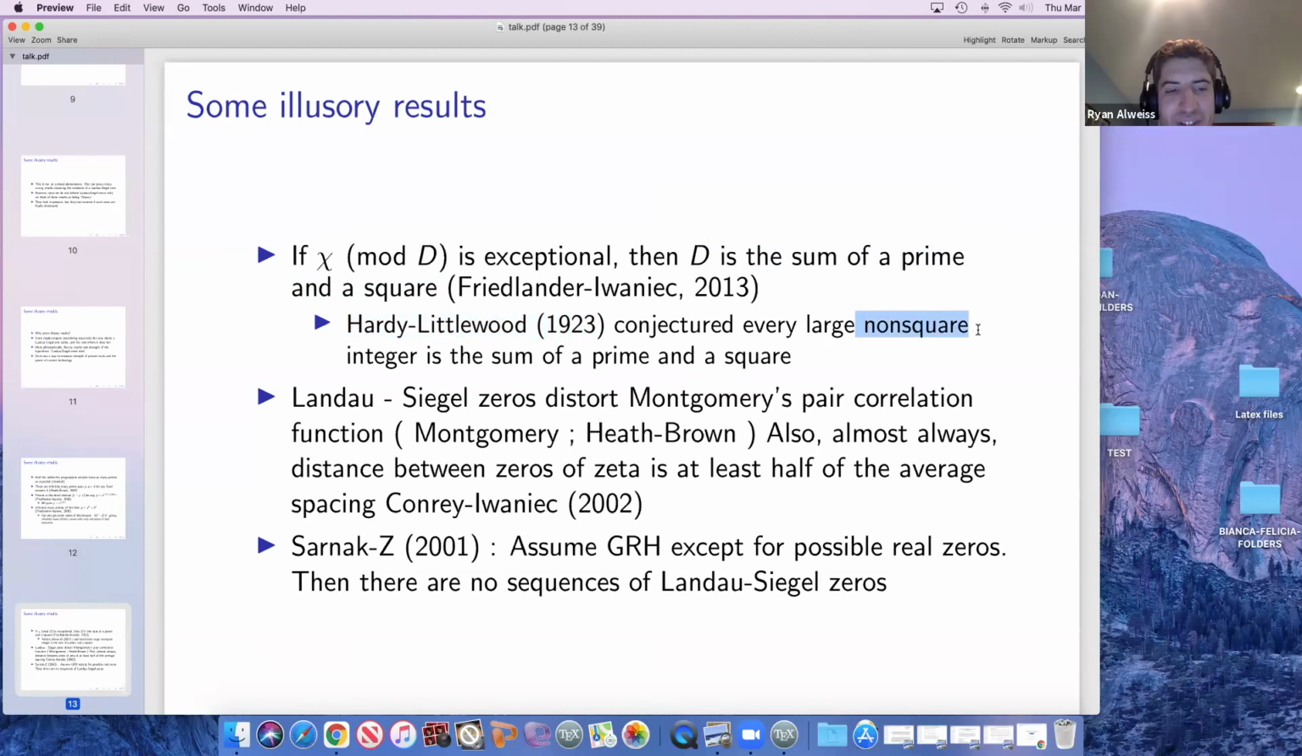I have a question. So, oh yes, what exactly do these things about being the sum of a prime and a square have to do with Siegel zeros? You haven't explained the relevance yet.